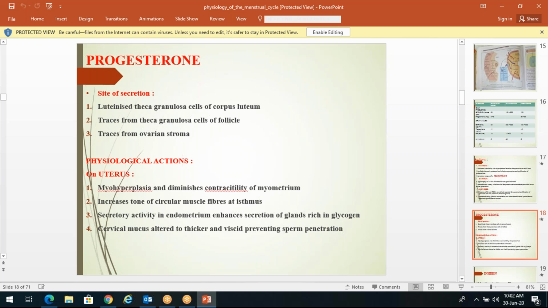And what are the physiological actions on the uterus? It causes myohyperplasia and diminishes contractility of the myometrium. There is an increase in the tone of the circular muscle fibers at the isthmus, and secretory activity in the endometrium enhances secretion of glands rich in glycogen. Cervical mucus is altered to become thicker and viscid, preventing sperm penetration.